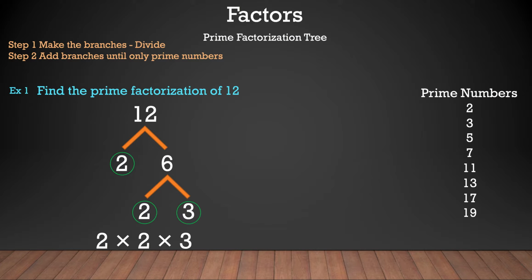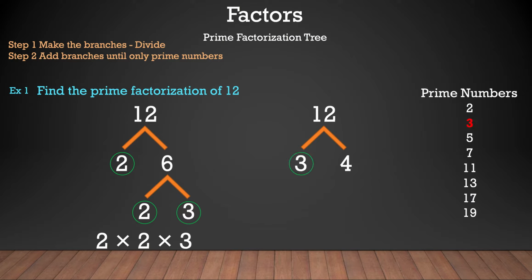Now you may be wondering what happens if you don't choose 2 and 6. Well, let's see what happens. We add the branches to 12. Instead of dividing by 2, now we're going to divide by 3. So 12 divided by 3 is 4. Or, 3 and 4 are a factor pair of 12 because 3 times 4 is 12.